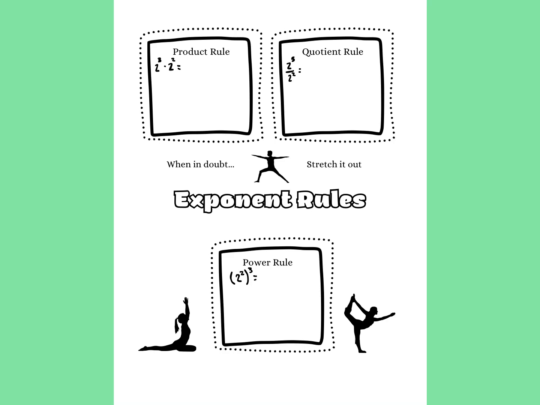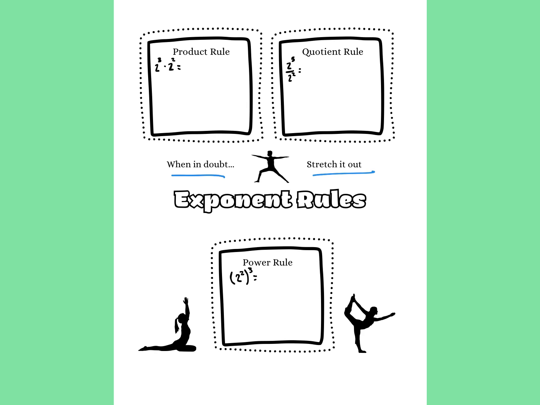Now that we've gone over some of the basics of exponents and what they are, what they mean, we are going to look at some specific rules or properties of exponents and some shortcuts that we can use to help us with those. So the first one we're going to look at is the product rule. And if I have a problem like 2 to the third times 2 to the second, well, let's first expand it out. Like it says here, when in doubt, stretch it out. We're going to look at shortcuts, but that doesn't mean you have to use a shortcut. Or if you forget what the shortcut is, we can stretch it out.